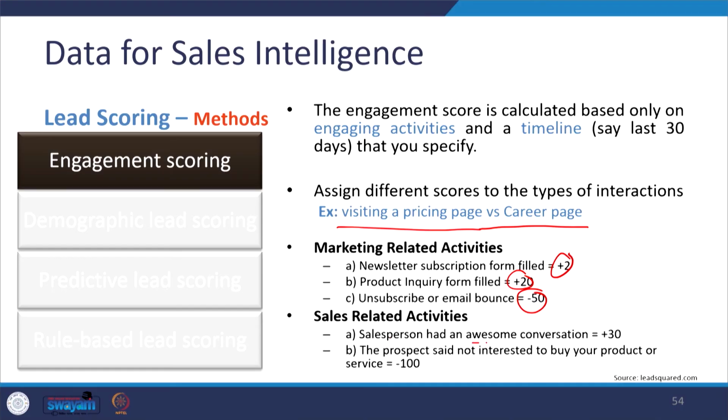For example, if a salesperson had an awesome conversation, you can straight away give a numerical score of +30, whereas if the prospect said not interested to buy your product or service, you give -100. So this way you can assign scores based on what type of engagement your salesperson or a particular kind of customer is having on your web pages.